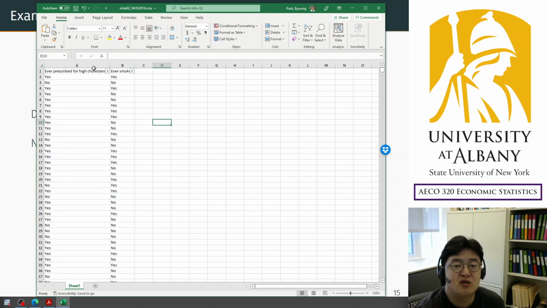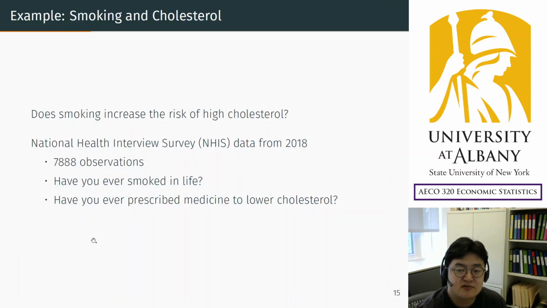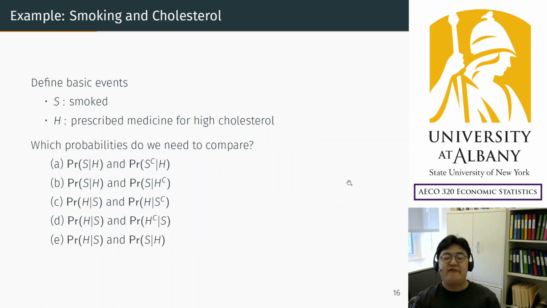What we are going to do is use these two variables and study the effect of smoking on high cholesterol. So we are going to define notation this way. S stands for smoking and H stands for high cholesterol.